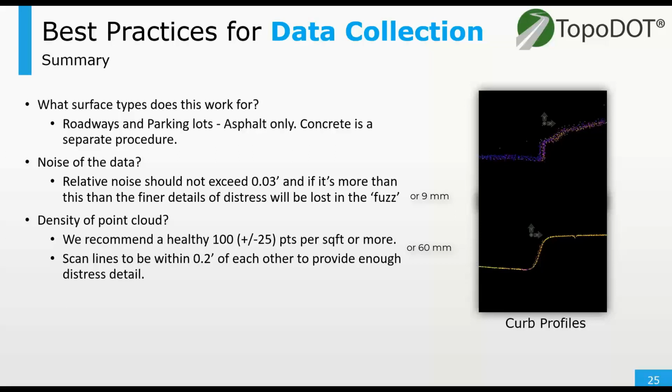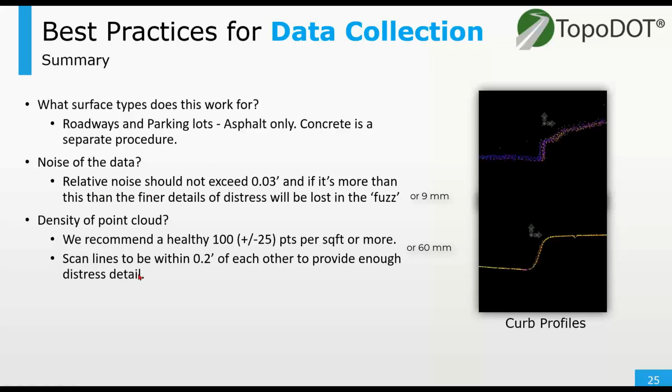And a note on noise or fuzziness of the data. I've got an example on the right here. We definitely want to be working with systems that are capable of not exceeding 300ths. And we should get that in one pass. If you start to do multiple passes, then it might introduce a little bit of fuzziness to it, but we definitely don't want to work with the fuzzier data sets because the distress information is going to get lost in it.